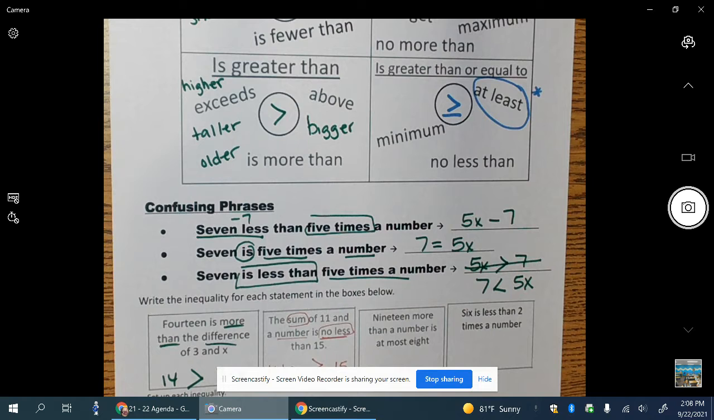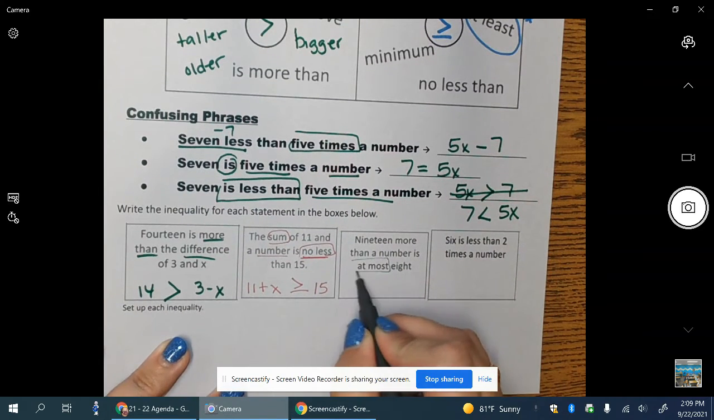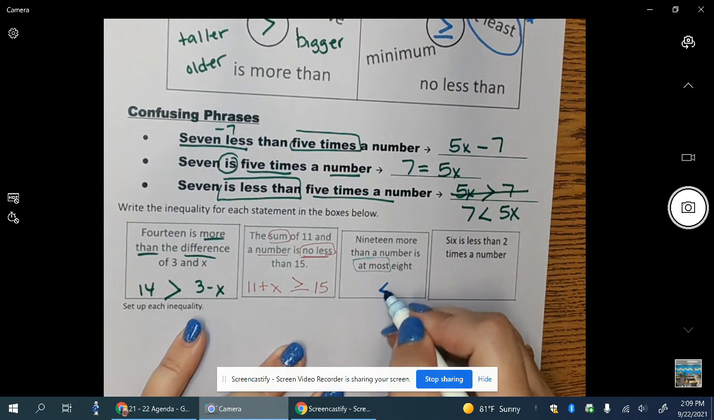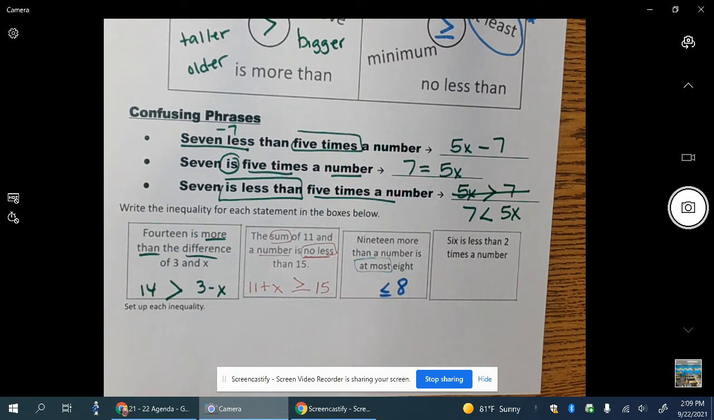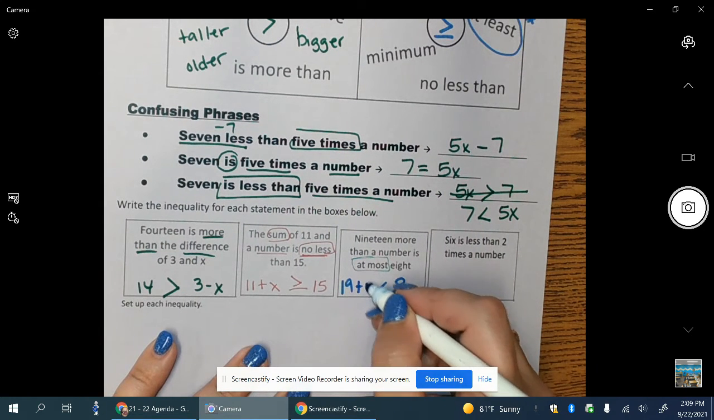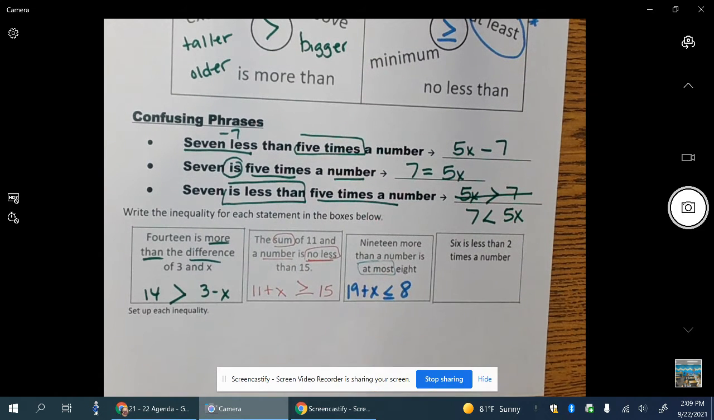Okay? 19 more than a number is at most 8. What word is my inequality? At most. Good. Again, if you don't know what it is, look up there. But what is at most? Less than or equal to. It's at most 8. And then how do I show 19 more than a number? Plus x. 19 more than a number.